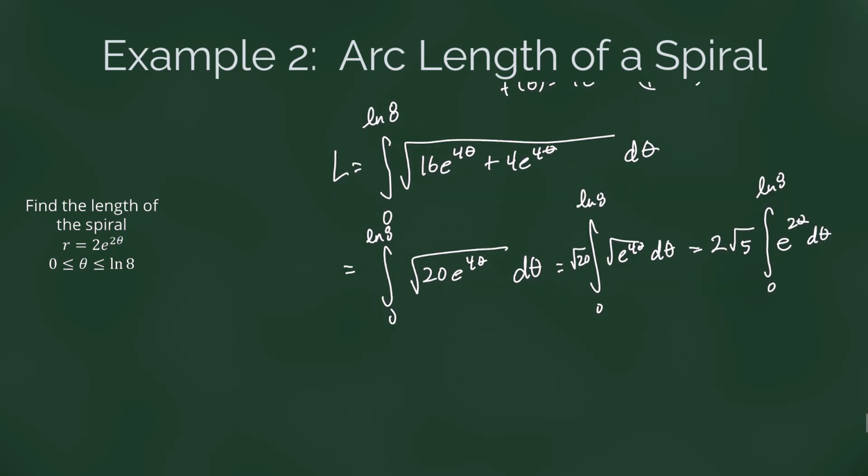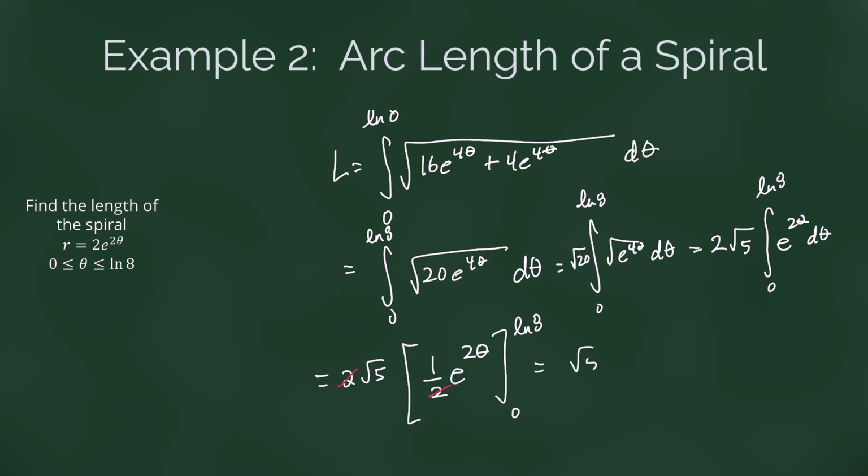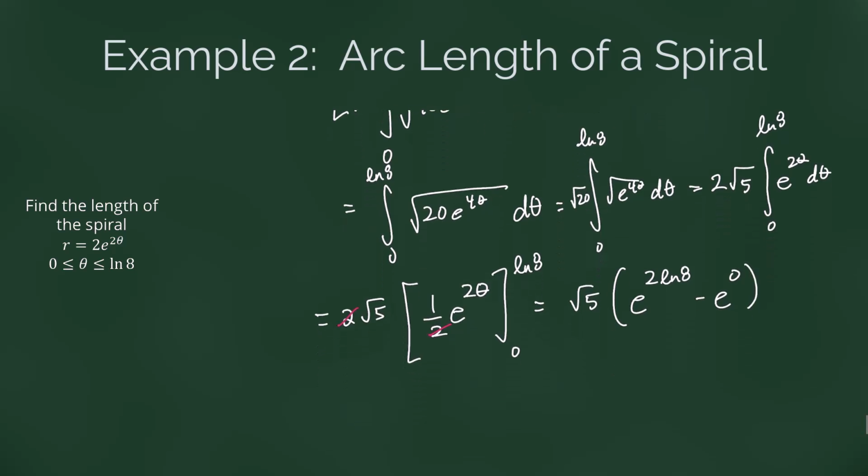Now we get to take an antiderivative. So we have 2 square roots of 5 times the antiderivative of e to the 2 theta, which is going to be 1/2 e to the 2 theta, and we're evaluating that from 0 to the natural log of 8. Our 2's cancel, and so now we have the square root of 5 times e to the 2 natural log of 8 minus e to the 0. Well, e to the natural log of 8 is 8, so we get the square root of 5 times 8 squared minus 1, which is 63 square roots of 5.